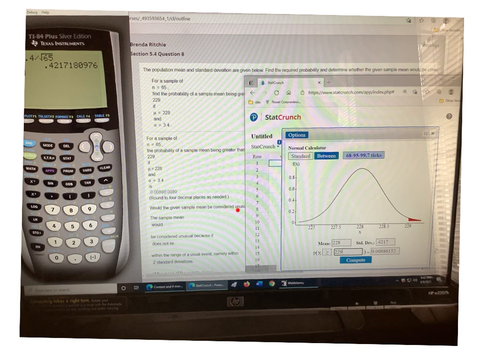Would this be considered unusual? Well, if it's less than 5%, then yes, it would be. And this is less than 1%. So yes, it would be, because it doesn't lie within 2 standard deviations of the mean. Hope this helps.